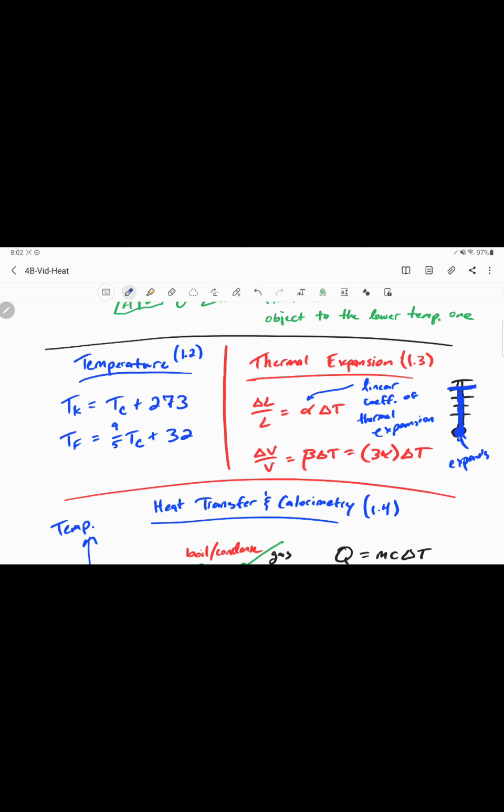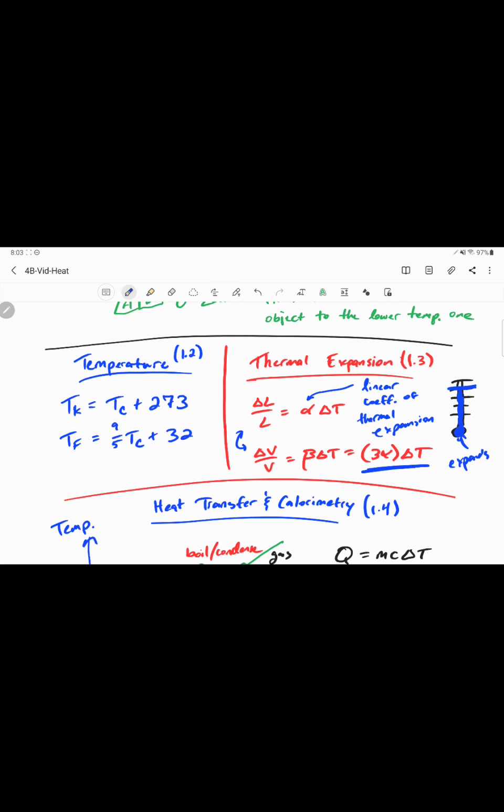Okay, and then one final fact about this is that you can show that as long as these fractional increases are small, then delta V over V is 3 times delta L over L. So you'll notice right here, this is 3 times alpha times delta T.